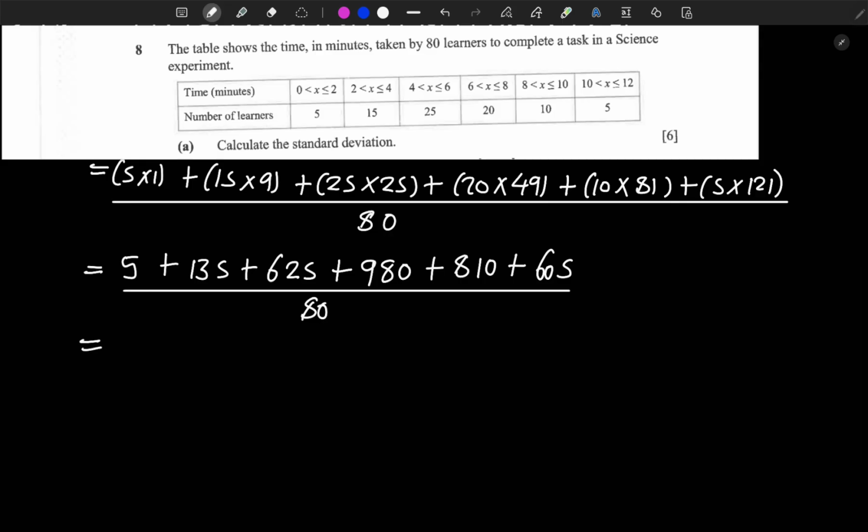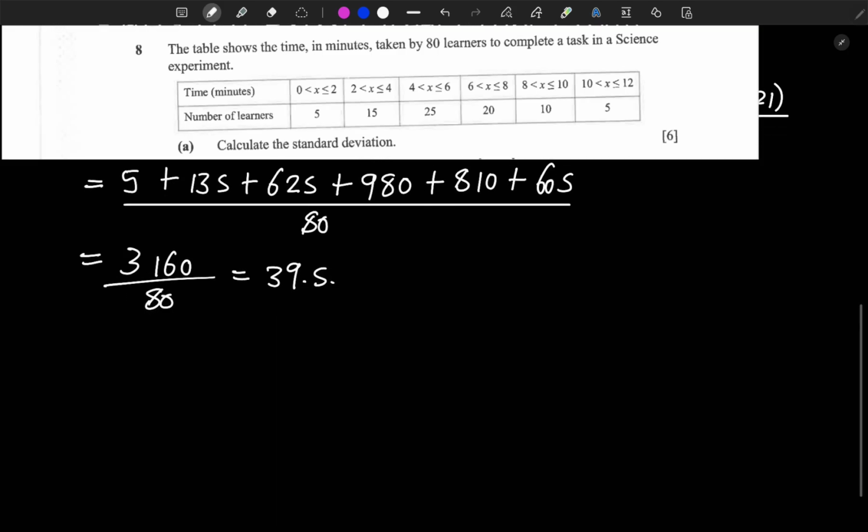We can add, so we have 5 plus 135 plus 625 plus 980 plus 810 plus 605. So my calculations are giving me 3160 over 80. So divided by 80, and my final answer is 39.5.